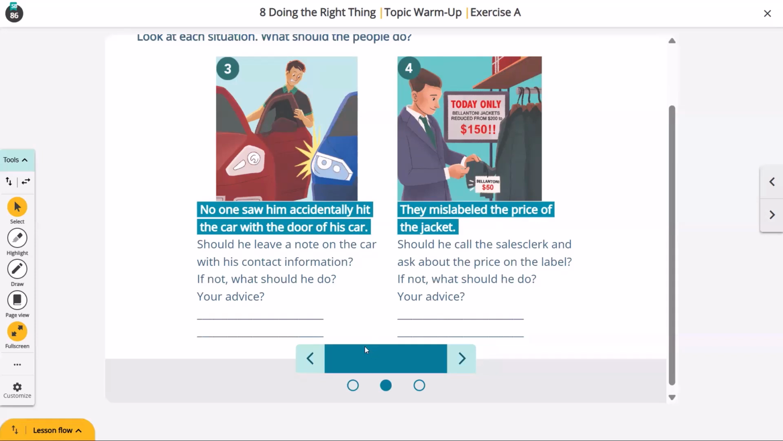But look at this. No one saw him accidentally hit the car. So which will be your recommendation? Any volunteer?